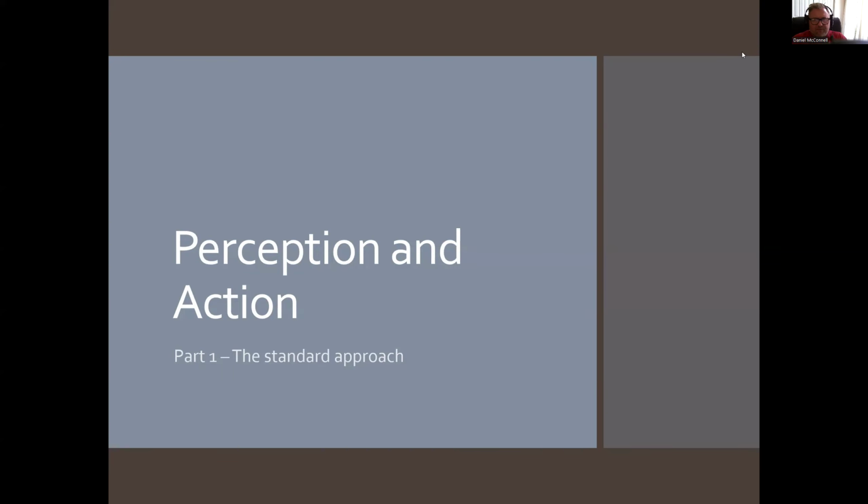All right, now as we move into the final part of the summer term here, I have one, maybe two more topics to cover. In the syllabus, I've labeled them as perception and action and then affordances, but in the PowerPoints that I have, they're both labeled perception and action. And part one is called the standard approach, as you can see here.